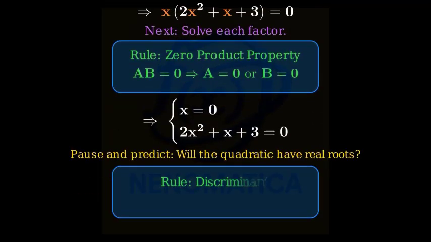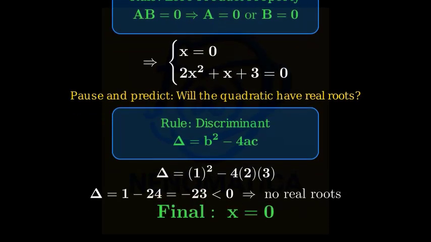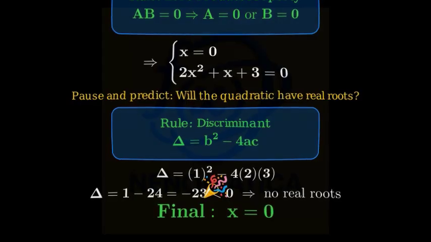To check the quadratic for real solutions, we use the discriminant delta equals b squared minus 4ac. Here a equals 2, b equals 1, c equals 3. Delta equals 1 squared minus 4 times 2 times 3, which is 1 minus 24, equals negative 23. Because delta is negative, the quadratic has no real roots. Therefore, the only real zero is x equals 0. Let's highlight our final answer and visualize why it makes sense.